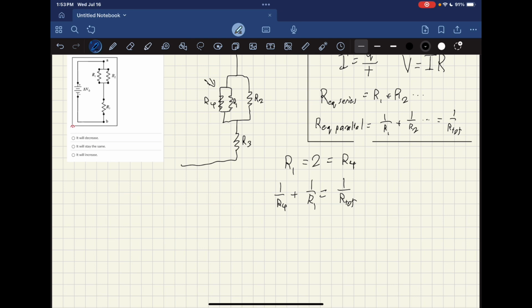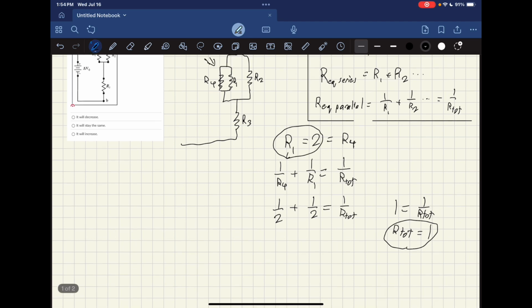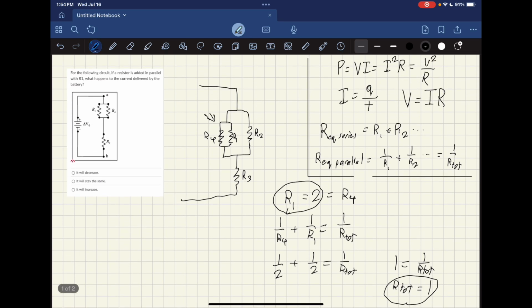So if we have 1 over 2 plus 1 over 2, that is going to equal, so we have 1 over 2, that's our R4, and then we have 1 over 2, and then this is going to equal 1 over R total. We know that 1/2 plus 1/2 makes a whole, and so we have 1 equals 1 over R total, or in other words, R total equals 1. This is less than our initial value of R1 equals 2. So because of that, the total resistance is going to decrease.